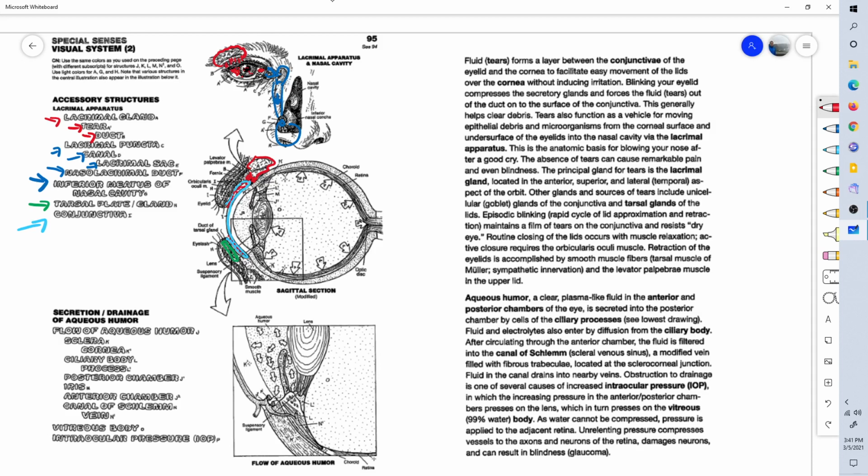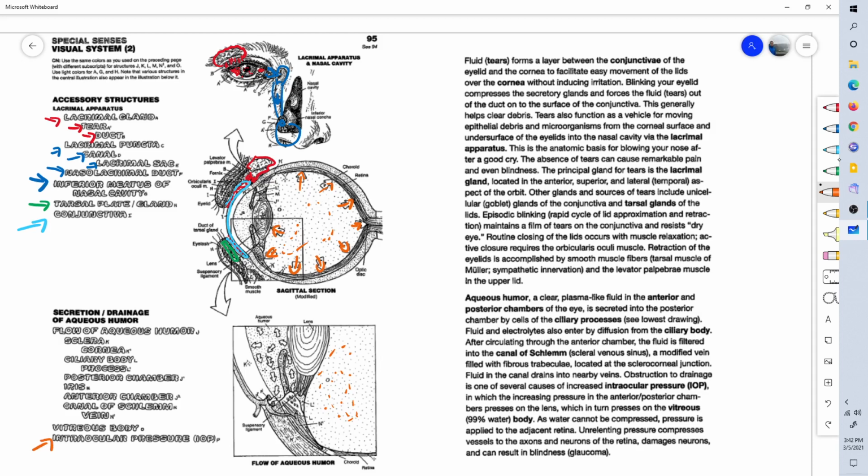There's also fluid inside the eye. As you know, the vitreous humor is inside here, inside the vitreous space here. This fluid creates a natural, outward pressure on the eye. It's called intraocular pressure.